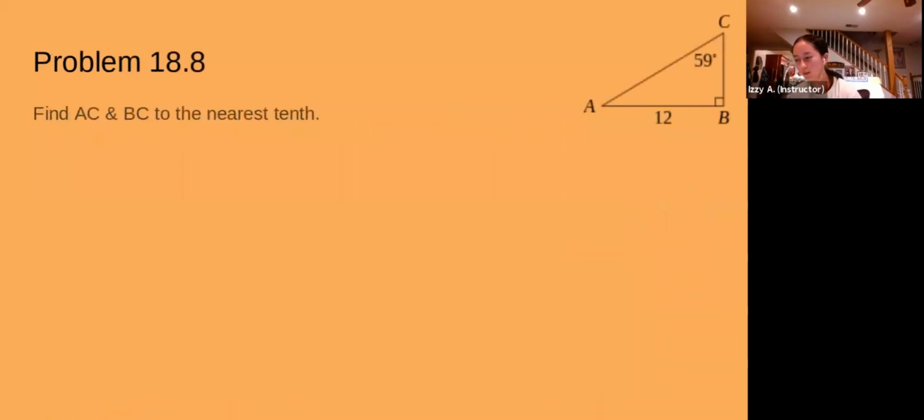So next we have problem 18.8, where we want to find AC and BC to the nearest tenth. Or if you just want to say you're supposed to multiply one value and then another value, you can also say that. You don't have to if you don't have a calculator with you. As long as you understand what you're doing and you get the concept, I would say that's the most important thing.